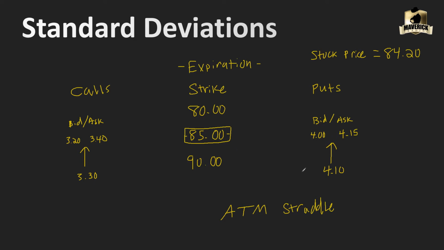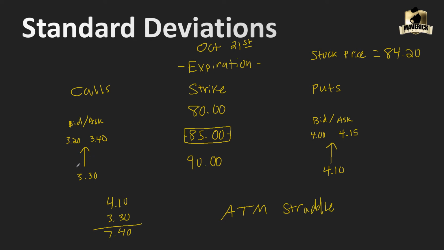Now, if I add those two numbers together, so I take 410 plus 330, we get $7.40. Now we can build our probability cone. Let's say this is October 21st or whatever expiration, the expiration we chose. Do we have a probability cone?